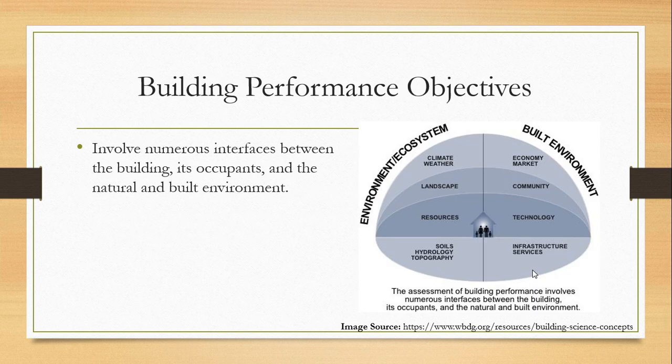So still talking about building performance, now we're trying to put some of these issues and objectives in place, right? Building performance involves numerous interfaces, or in other words, influences between the buildings, its occupants, and the natural and built environment. So if you follow with me on the schematic, we have a nice summary here. On the left side, we have the environmental factors that can influence the performance of your building. And then we have the built environment factors, or the non-environmental, non-natural environment, that is.